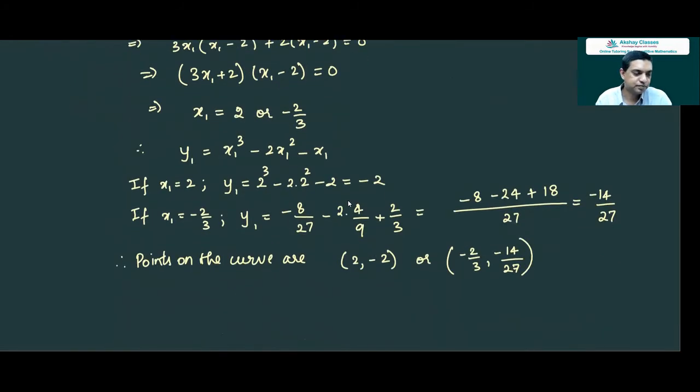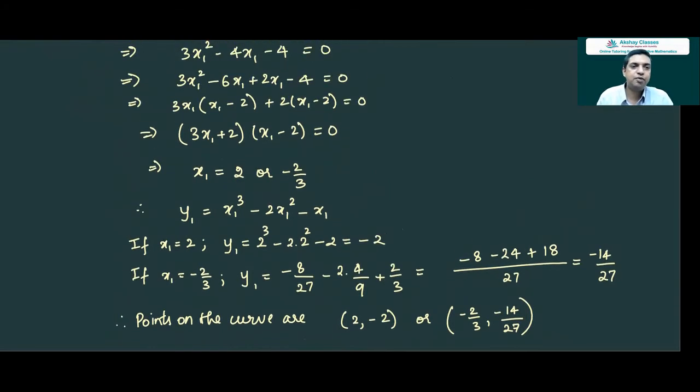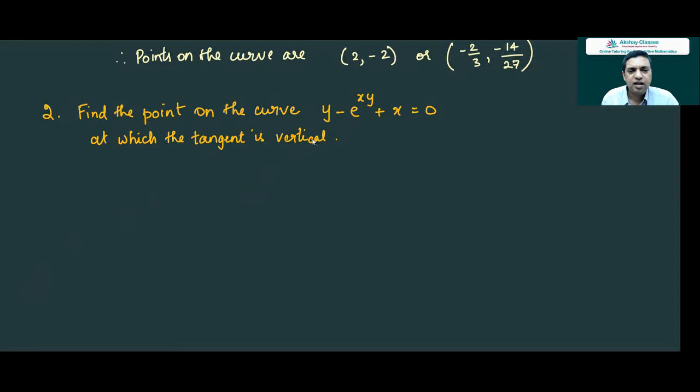Okay. Next, another problem we'll do. How to do this? Vertical tangent means what will be the slope? What will be the slope for the vertical tangent?